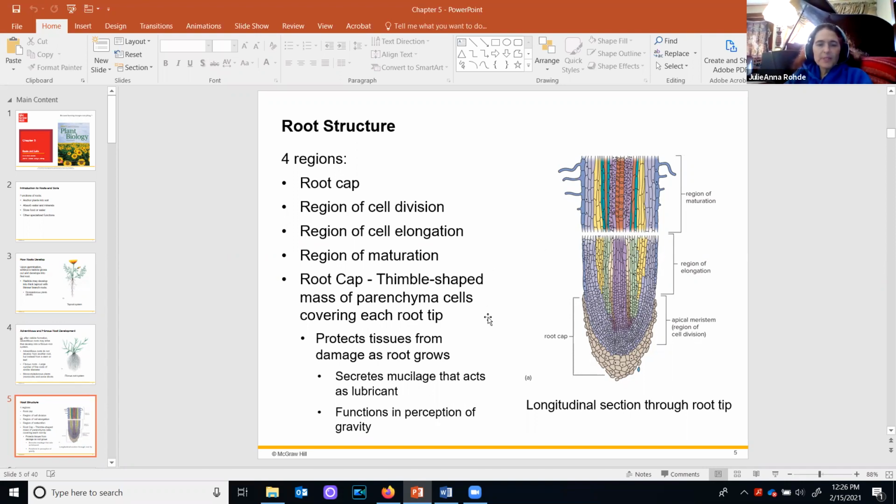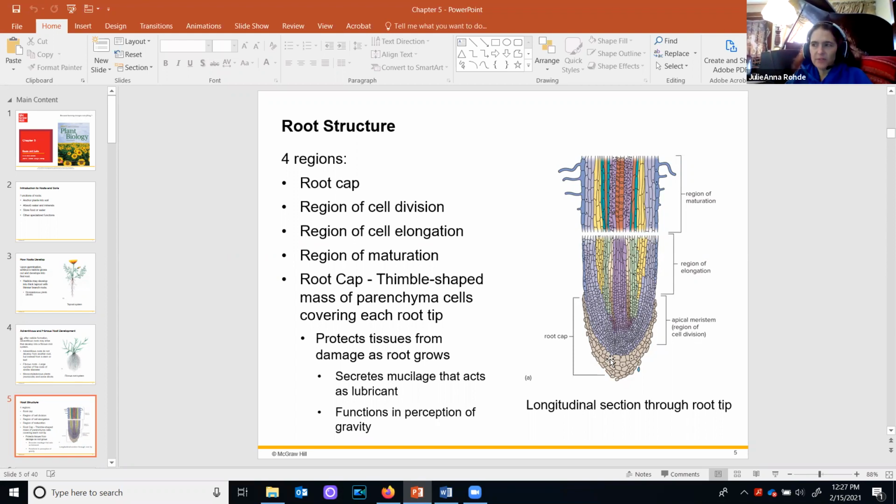Okay, so the root cap is this. They described it as thimble shaped. It's made up of parenchyma cells, and it covers the root tip. It protects these cells behind it from damage, because think about having to push your way through the soil. If you take your finger and stick it in the soil, depending on how dry the soil is, that can be pretty hard to do.